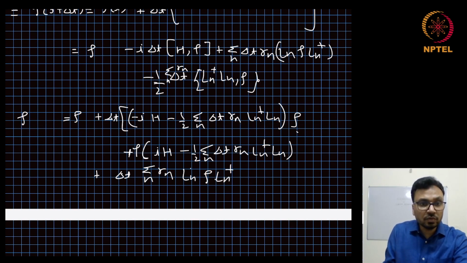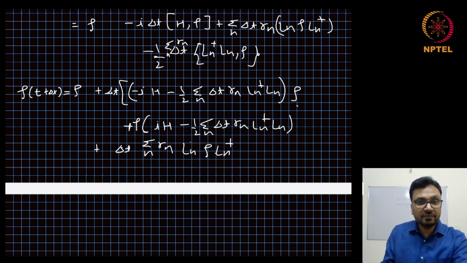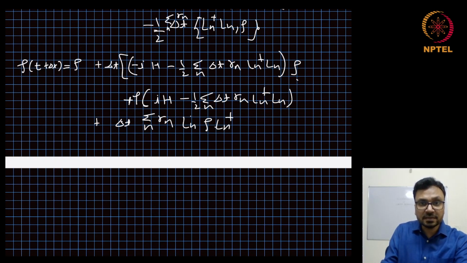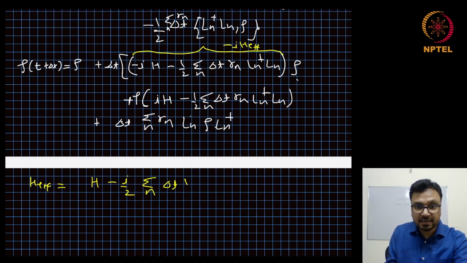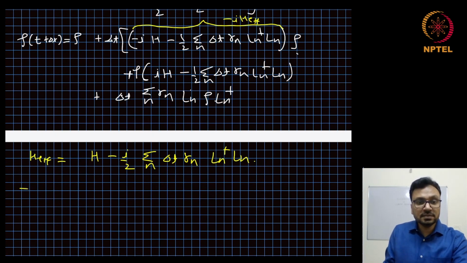So our rho of t plus delta t can be written in this form, and we can call this term here minus i times H effective, so that H effective becomes H plus or minus i over 2 sum over n delta t gamma_n L_n dagger L_n. This is a non-Hermitian Hamiltonian.